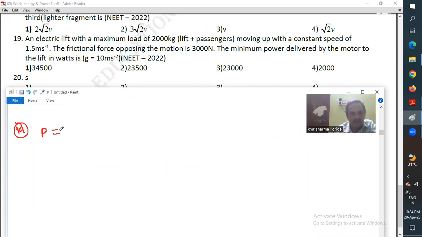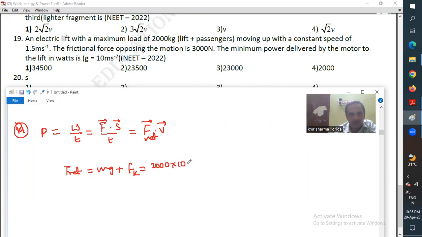So power in general is the rate at which work is done. This work can be written as force into displacement by t. So displacement by time is velocity. This is another example of a dot product between two vectors. So you treat this as net force. While going upwards, weight anyhow acts downwards. So when the body is moving up, frictional force opposes the motion. So this is M is 2000, G is 10, plus opposing force of 3000 newtons. Altogether, this is 23,000 newtons. This is net force.